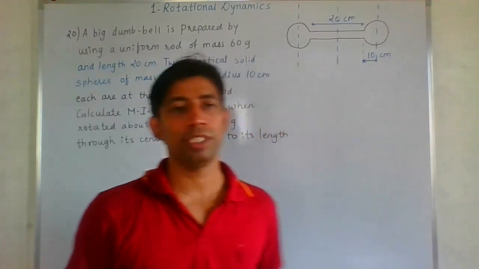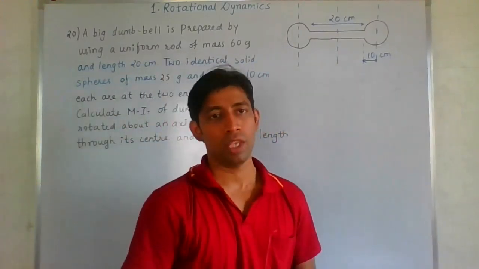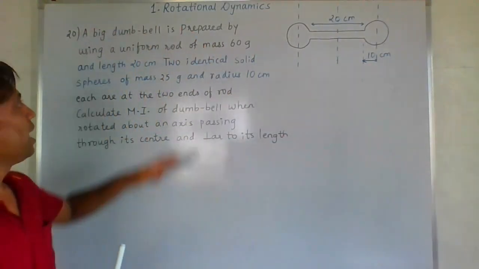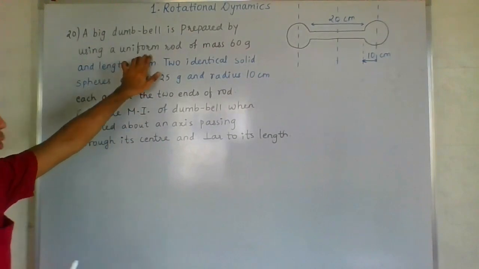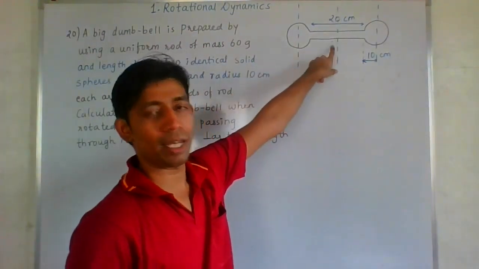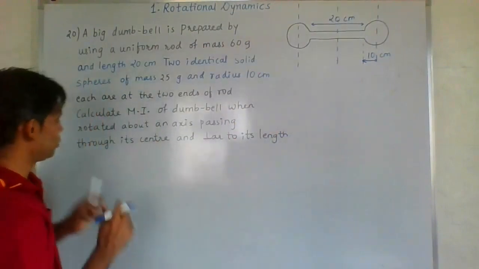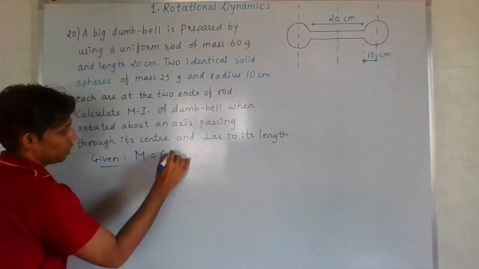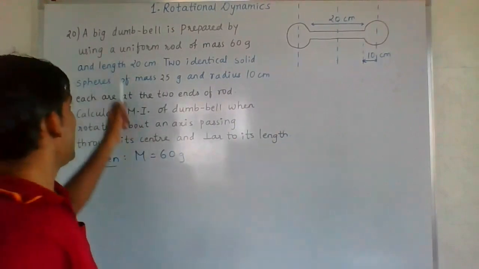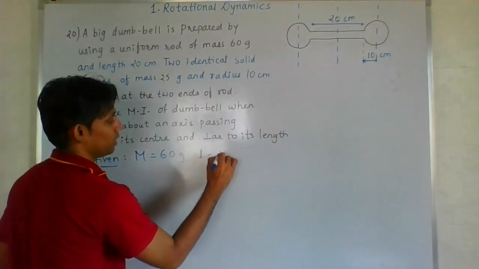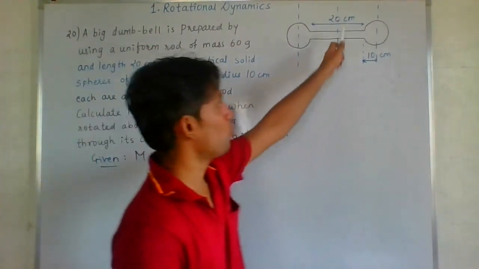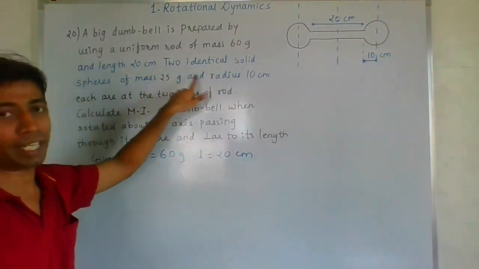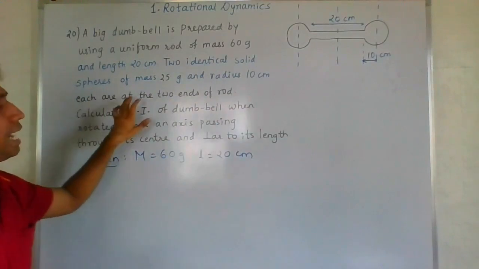So students, we are proceeding to the next question, which is 20. You can observe here we have a dumbbell for bodybuilding, okay, and it has a uniform rod. Obviously, this is that uniform rod, whose mass we have to consider as 60 gram. So I denote capital M as the mass of that uniform rod, okay, and its length is 20 centimeter. L is equal to 20 centimeter. I have shown it. Then two identical solid spheres of mass 25 gram and radius 10 centimeter are at the two ends.